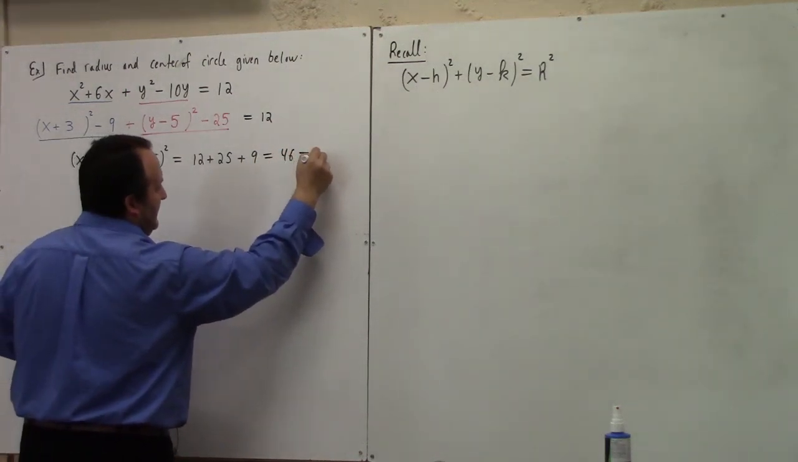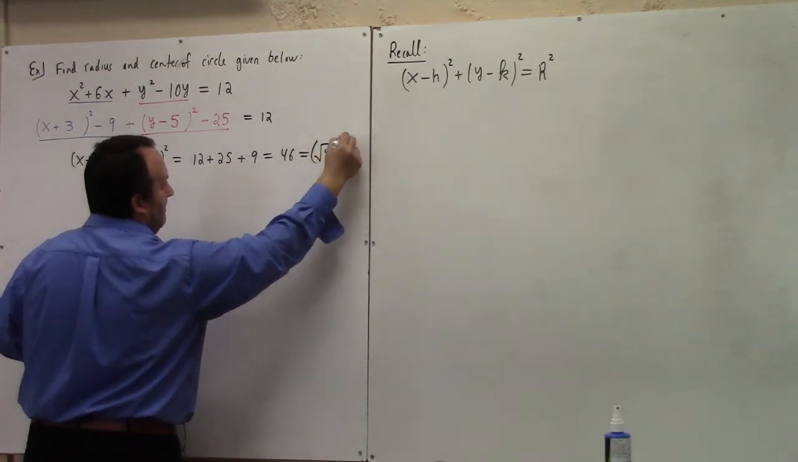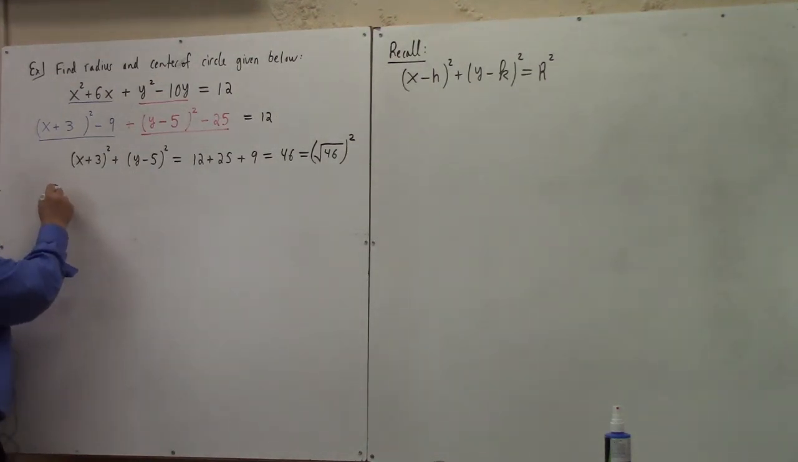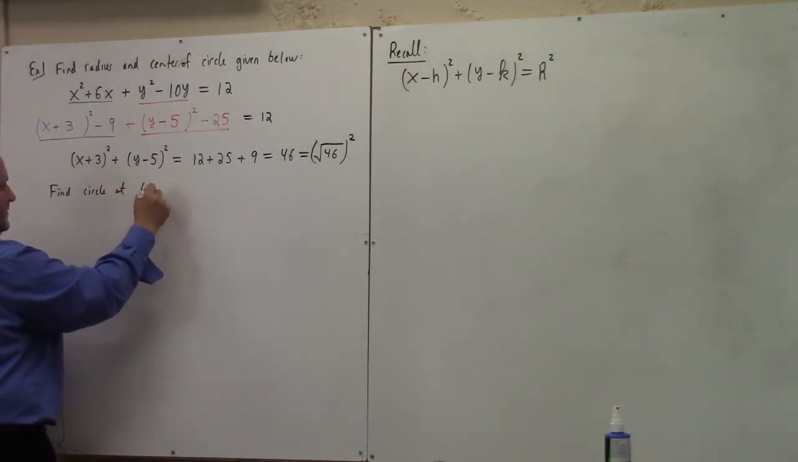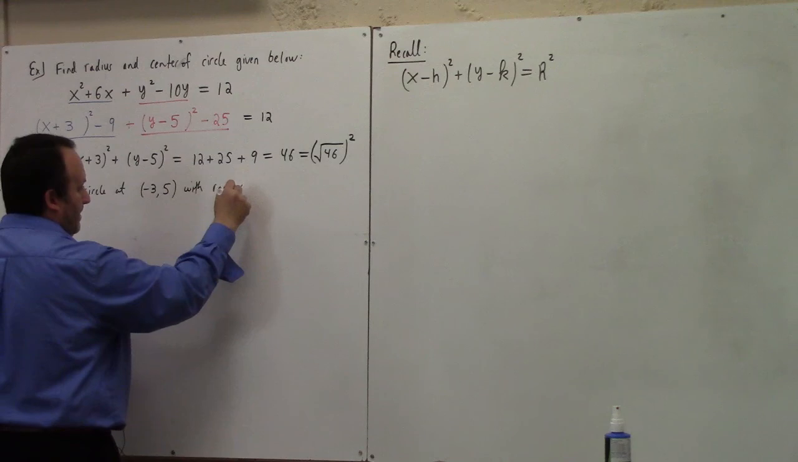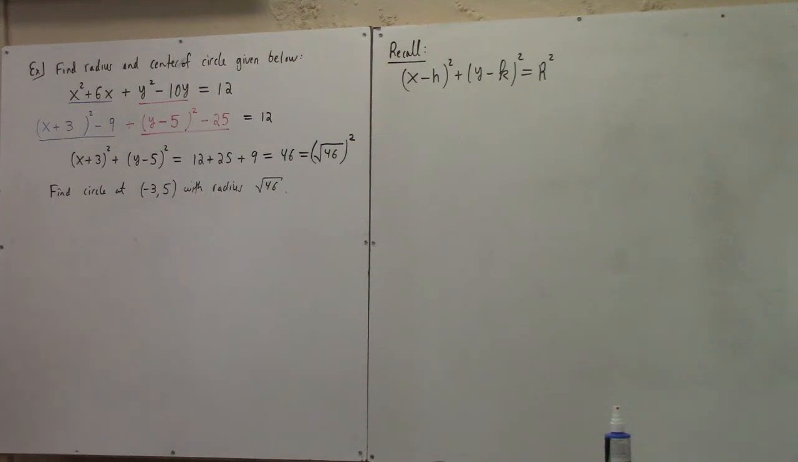And then we've got to use your imagination. That's the square root of 46, quantity squared, right? And then the game we play is just matching. This is an important part of math, just pattern matching, right? So what's the h, what's the k? So we find the circle at -3, 5 with radius square root of 46. So there you go.